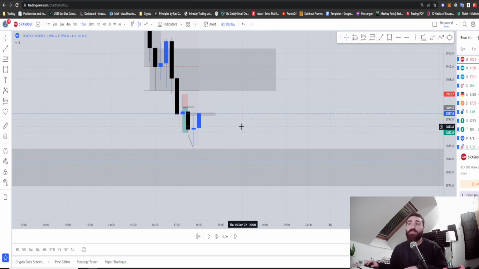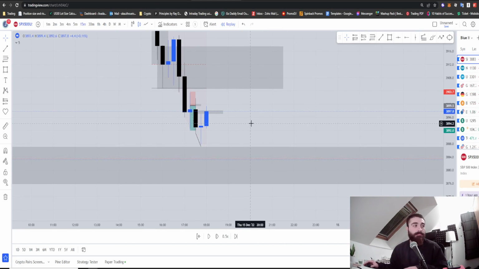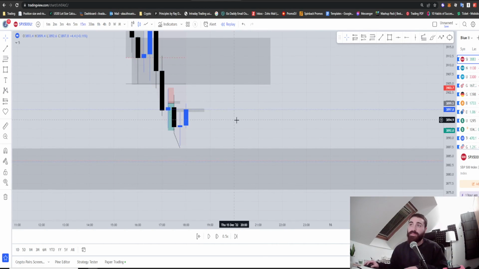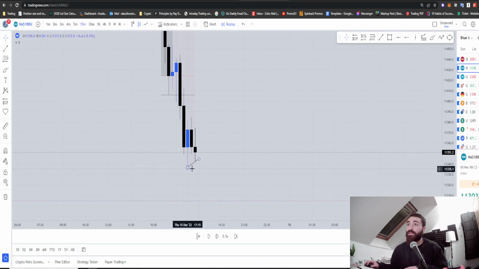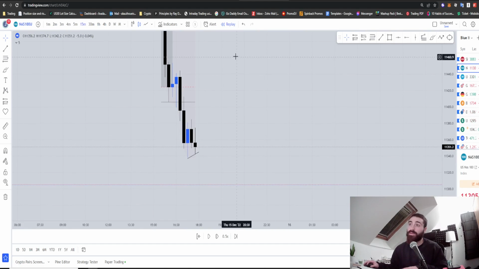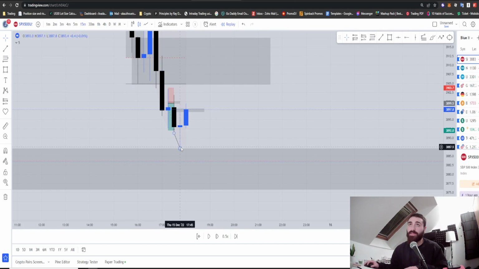The 15 minutes time frame is the one used for the SMT divergence. We cannot confirm it unless it's on the 15 minutes time frame. It gives enough time to confirm that it is an SMT divergence. As we can see, high to low, low to high. Okay, this gave me some confidence that we're going higher, and this is a liquidity grab.